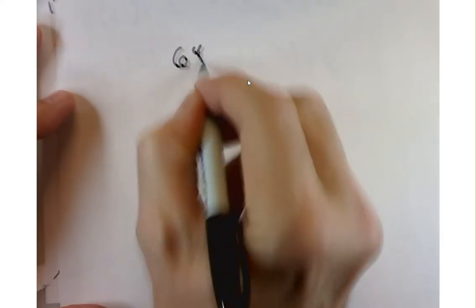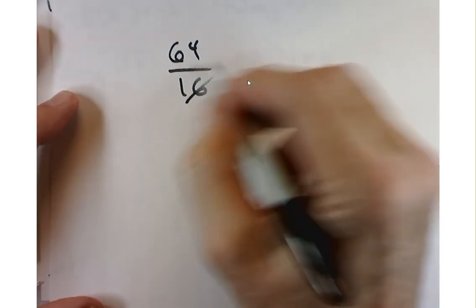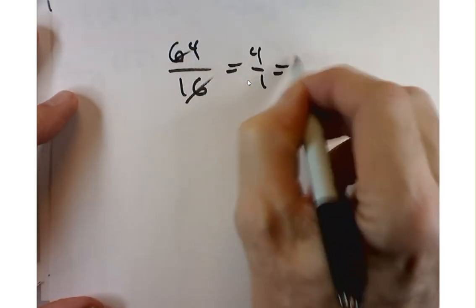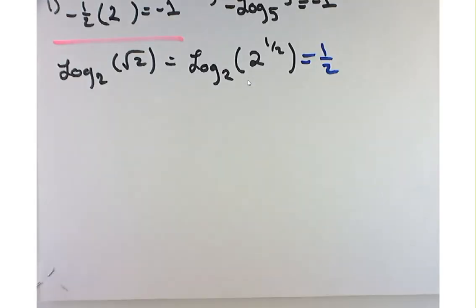For instance, 64 divided by 16. Oh, hey, let me cancel the 6's. That gives me 4/1. Hey, I got the right answer. Well, yeah, you got the right answer, but you know, I've never seen that in my life. It's a different one.